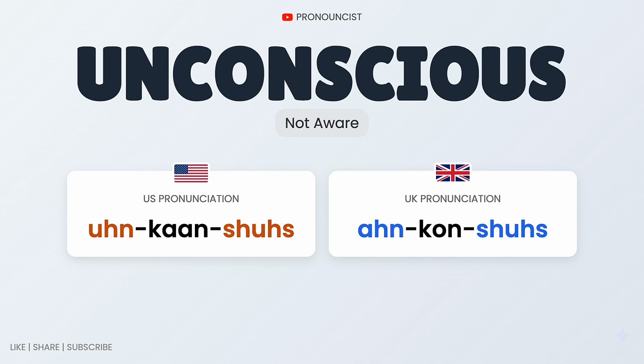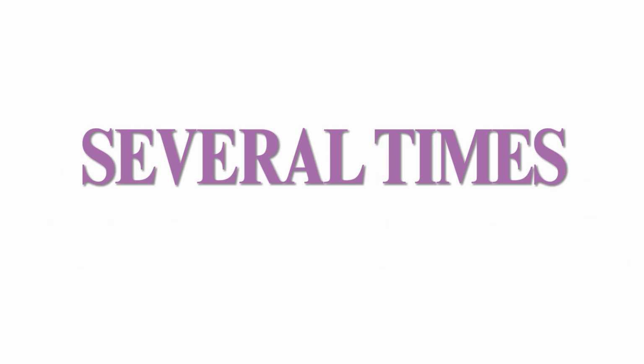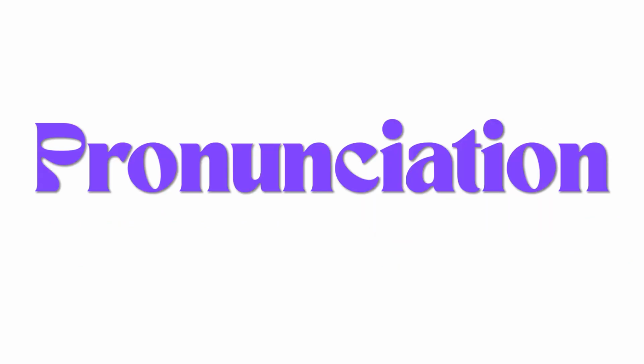Shus stays the same. Practice repeatedly and you'll soon be able to say this word perfectly. The best way to practice is to repeat the syllables multiple times. The meaning of the word is not aware. Try repeating this word several times to improve your pronunciation.